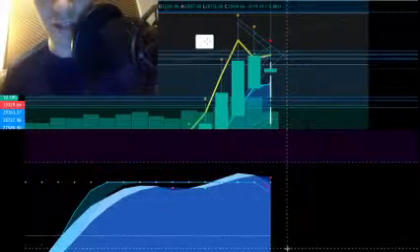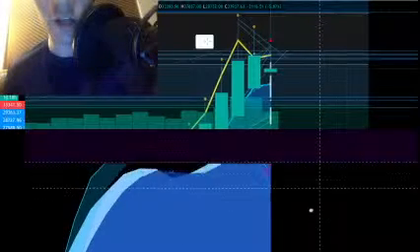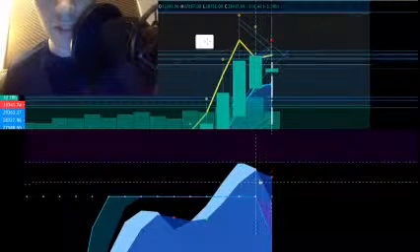Look at the weekly. Look at this dark blue that we have right here on the weekly. This is essentially calling it top. Red dot saying short it on the weekly. So on the higher time frames, it's not looking too good.